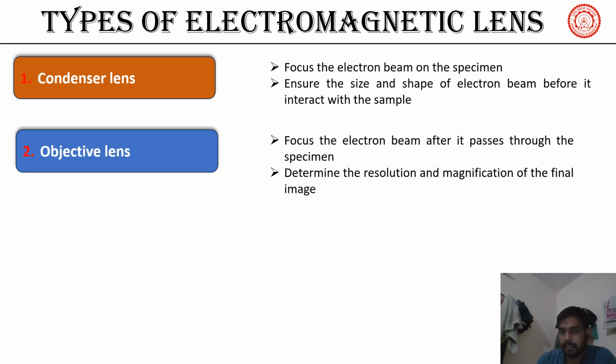Second, it determines the resolution and magnification of the final image. Basically, it is just below the specimen. So the condenser lens is on the top portion of the specimen, and the objective lens is placed below the specimen.